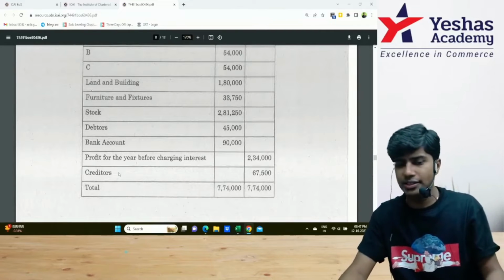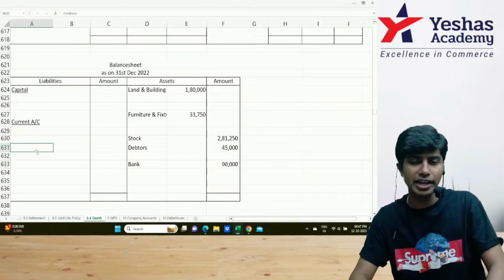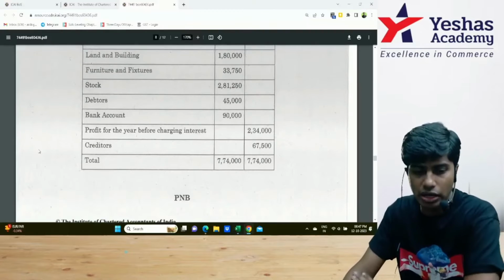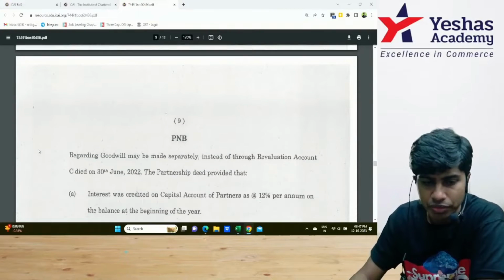Then what do we have? Creditors. Any adjustment? No adjustment. I'll write in my balance sheet: Creditors 67,500. We're done. Now come to the next part of the question.